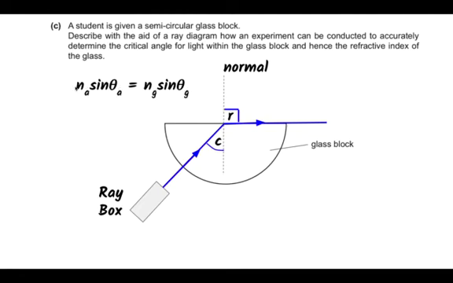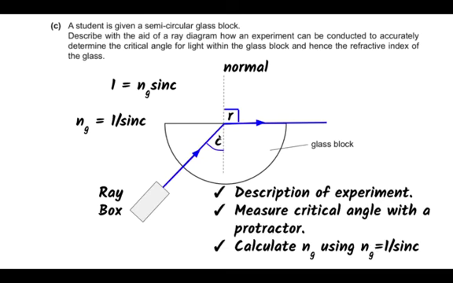The refractive index of air is near as damn it 1, so let's just remove that bit. The angle in air is 90 degrees, and sine of 90 is 1, so that goes as well. The refractive index of glass is what we're looking for, and the angle in glass at the moment is the critical angle, so I can make that substitution and then rearrange this equation to get the refractive index of glass. You would literally just do 1 over the sine of the critical angle.